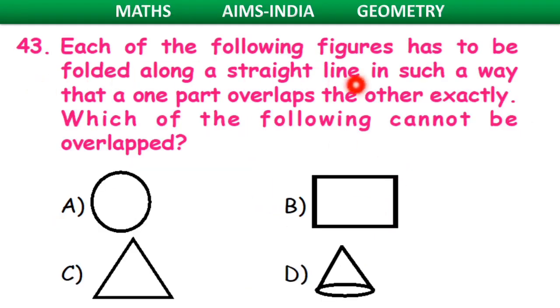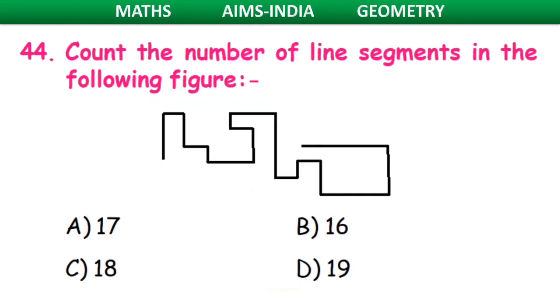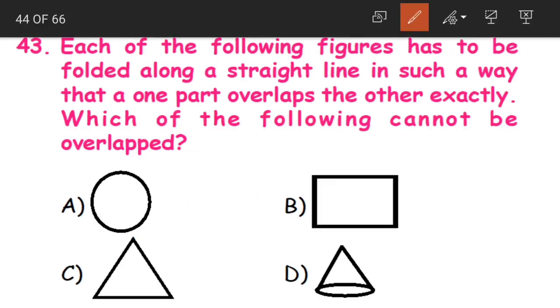Question 43. Each of the following figures has to be folded along a straight line in such a way that one part overlaps the other exactly. Which of the following cannot be overlapped? Overlapped means what? Suppose I am taking figure A, that is a circle. I am drawing a dotted line in the middle. After drawing the dotted line, I will fold my shape such that it overlaps.